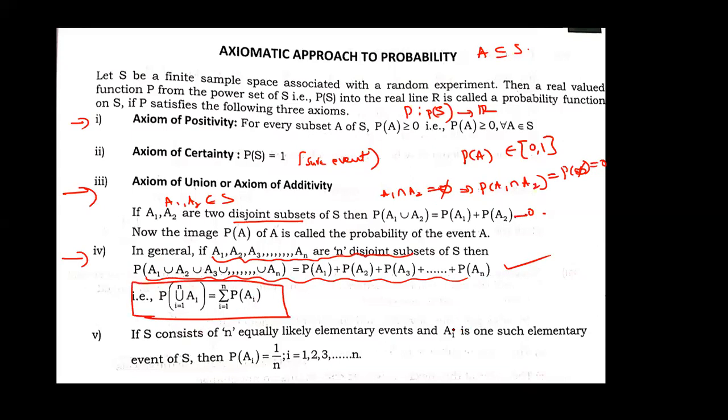So dear students, this is the third axiom. If S consists of n equally likely elementary events, and A is one of the elementary events of S, then what is the P of A1? 1 by n. P of A2, P of A3, and so on up to P of An. Why is it equal to 1 by n? Because equally likely means what? Same. 1 by n is coming for each part.